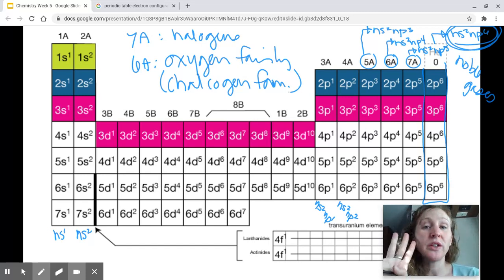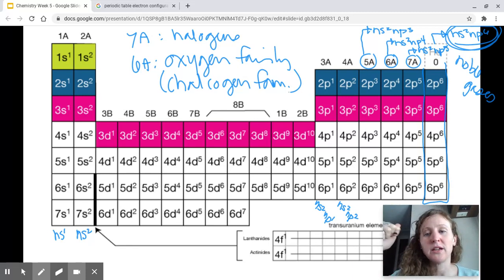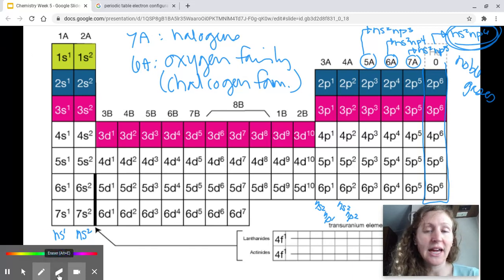So there's really only 4 families you have to know that have special names: alkali metals, alkaline earth metals, halogens, noble gases. And then all the other ones you can just call by the first element in the family: the boron family, carbon family, nitrogen family, oxygen family. Okay, so those are all the representative families. Now let's go on and look at one other way of classifying the periodic table.